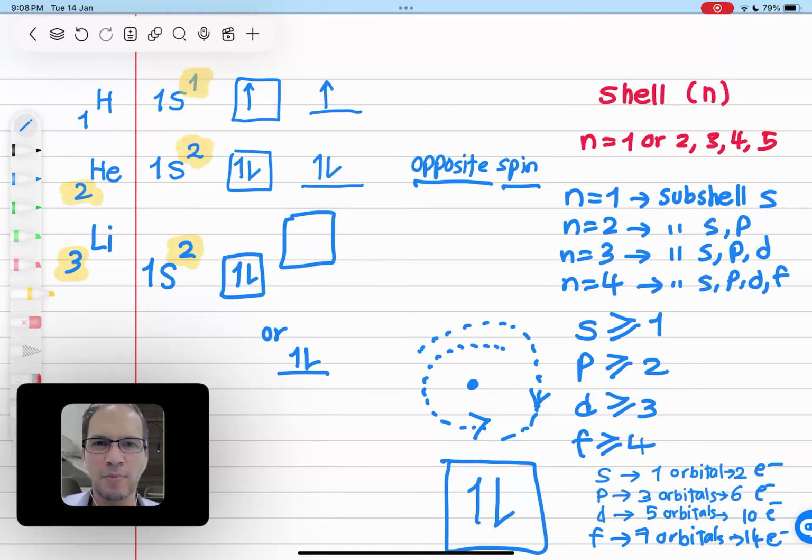Why did you stop at 1s1 in the hydrogen? Why didn't you say 1s2? Because in hydrogen you have 1 electron, so you cannot say 1s2. We have to say 1s1 and stop. So the only element in which I will see this 1s1 is hydrogen. I will not see anything else in the periodic table with a configuration that says 1s1.